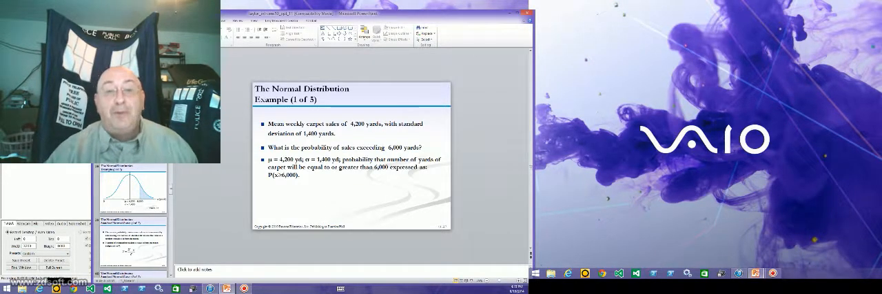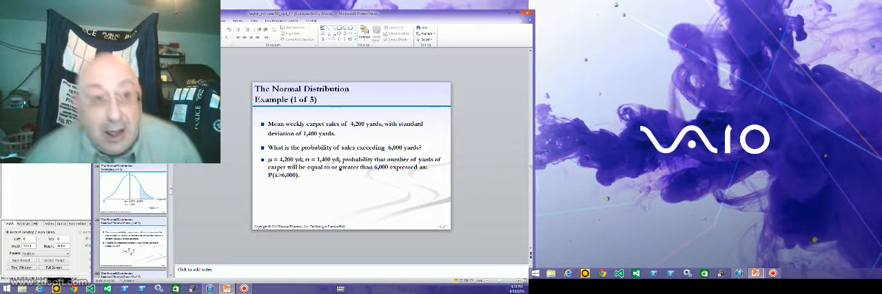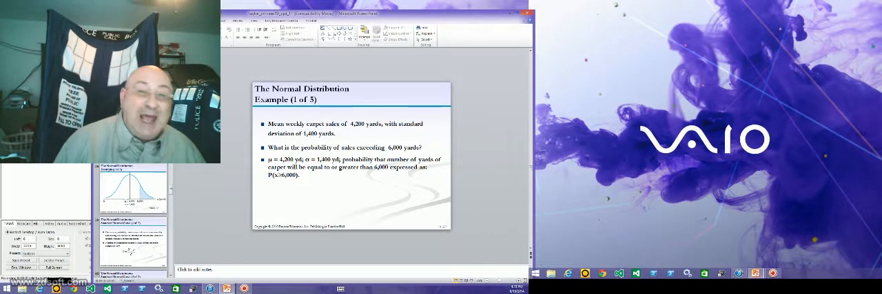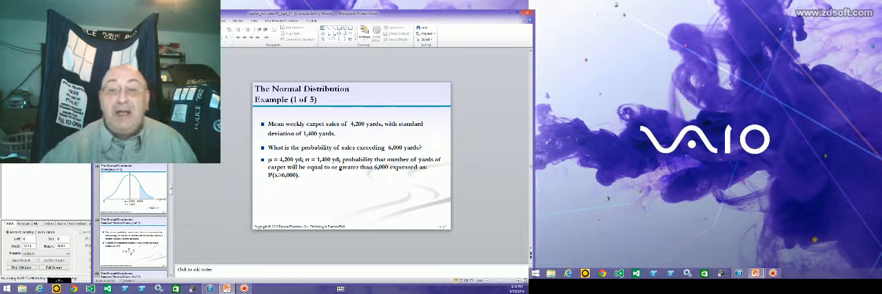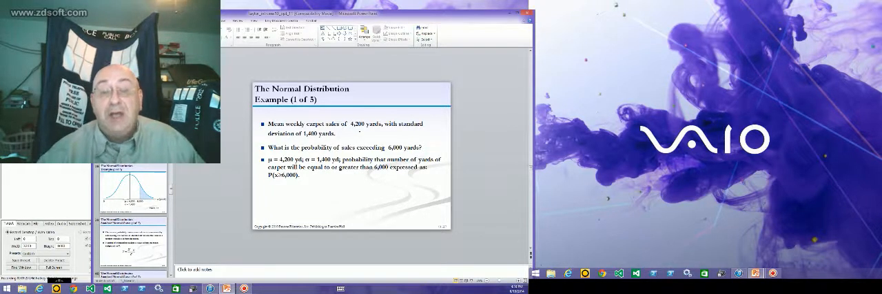Well, after a little bit of a pause there. At any rate, let's take a look at the formula here. Again, z is equal to x minus mu over the standard deviation. In this example, we have a mean of 4,200 yards that someone sells and a standard deviation of 1,400 yards. Now, what's the probability of a salesperson selling 6,000 yards? Well, 4,200 is the average, so probably that percentage is not going to be very much. That's probably over 1 standard deviation above the mean.